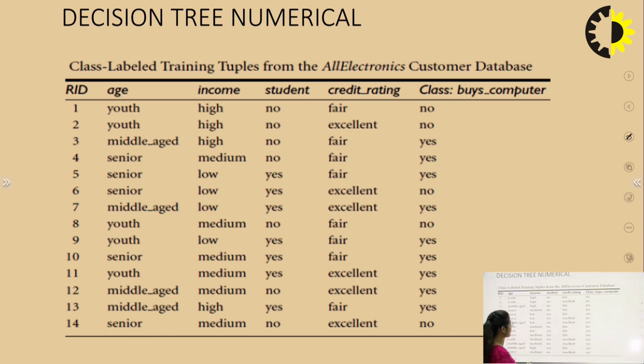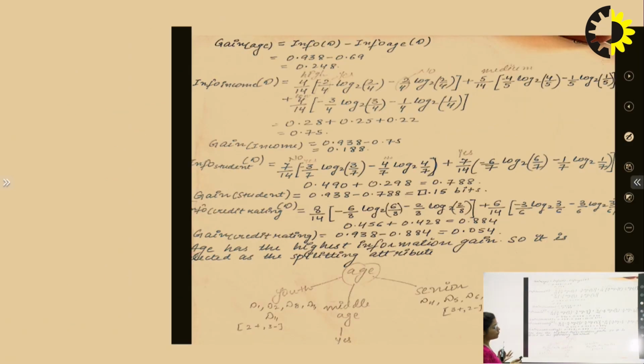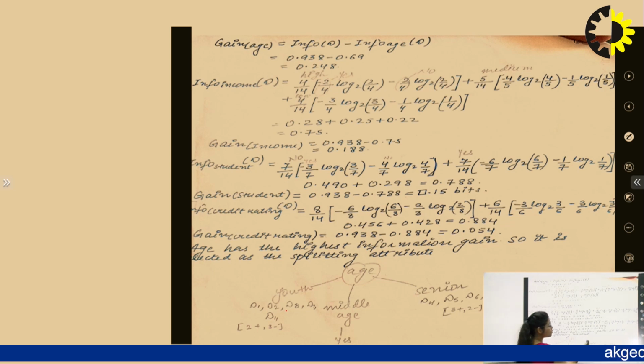Now according to that, we will divide our tree into parts. First, age: youth, middle and senior. According to youth, we have 5 iterations, and according to senior, we have 5 iterations, which are divided into two parts.